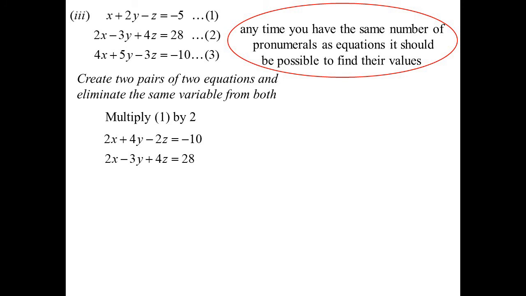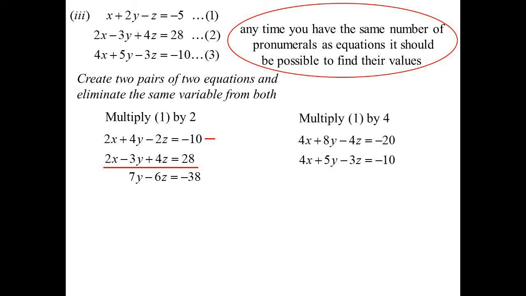I'll start off by multiplying the first one by 2, which will give me 2x plus 4y minus 2z. This will allow me to eliminate the x's from the first two, and I get this new equation, 7y minus 6z equals minus 38. Now I pick another pair and eliminate the same pronumeral, the x, from it as well. This time I'm going to multiply the top one by 4 and use the third one, because then the x's are the same. Eliminating the x, 3y minus z equals minus 2.